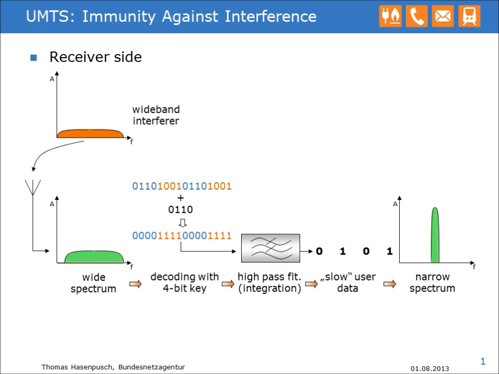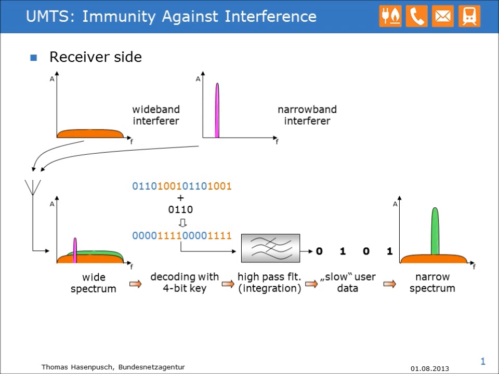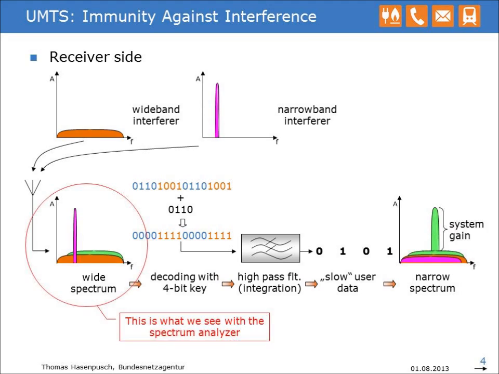But this fast data does not fit this key. So if we perform this operation on other, random bits, we also get a fast changing result. That fast changing result will not pass through this filter and will be low in amplitude after filtering. So that does not really harm very much. And the same is true with a narrowband interferer.